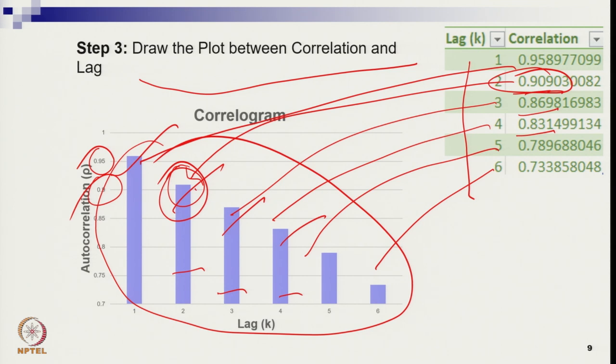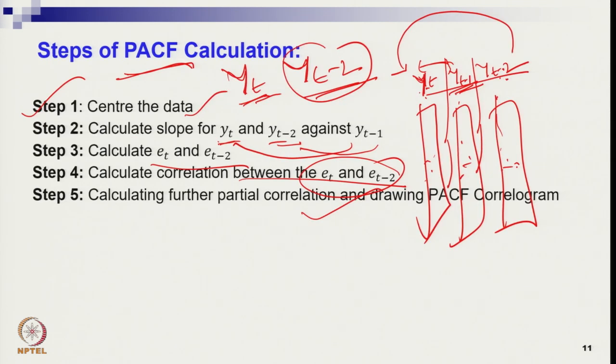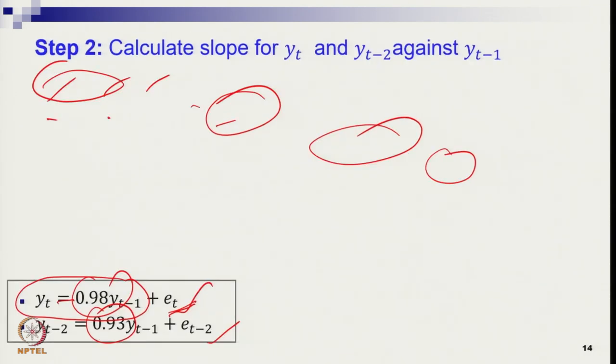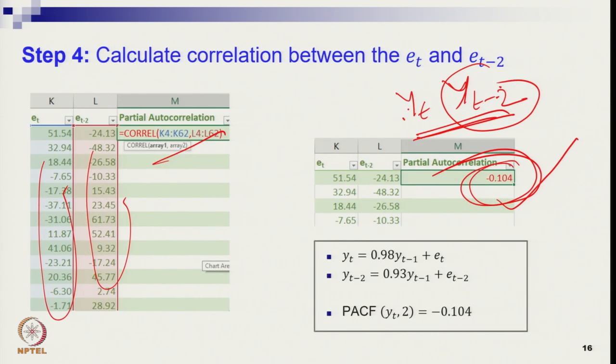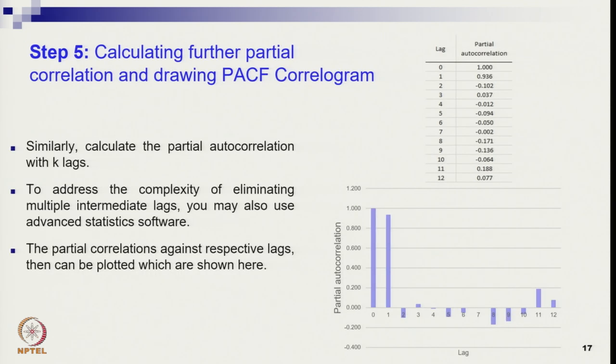So here you can see the current ACF value is 90% autocorrelation, but partial autocorrelation is how much? Minus 0.1. You can see here it is minus 0.1. Here you can see the further graph, minus 0.1. And then you can see 0.03, 3% only. Here it was 86% earlier. Here it was 90%. Here it was 90%. You can see, it is drastically falling down. So this is what the PACF is.